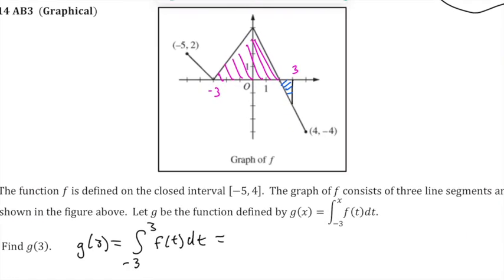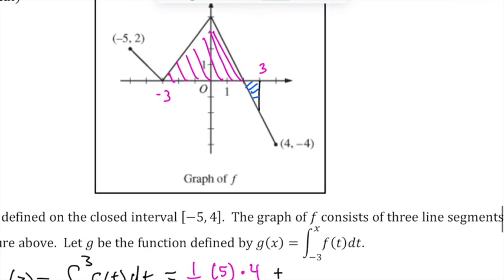So let's do the pink triangle first. We're going to get 1/2. The base is going to be from -3 to 2, which is 5. And then the height of the triangle is going to be 4. Then we are going to add the area of this blue triangle. So the base is going to be 1, and the height is going to be -2.